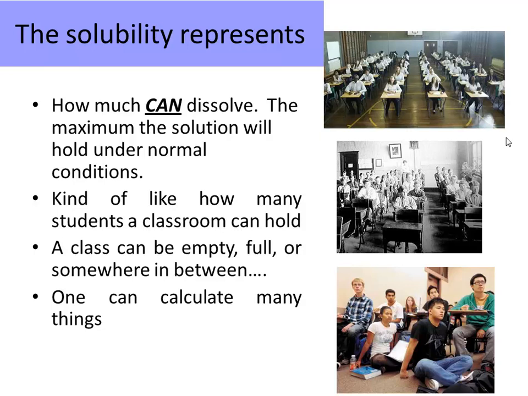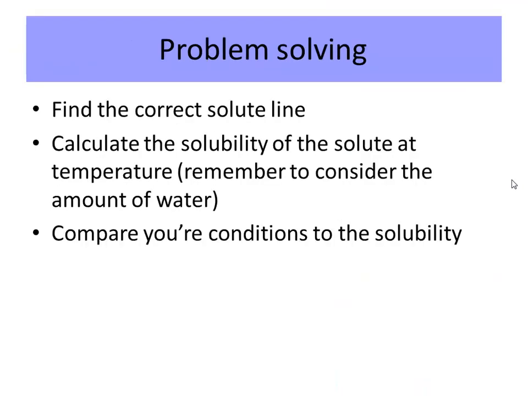We're almost done. So let's finish up this last couple of things. So problem solving, guys. This is the last thing. When we're problem solving, we need to find the correct solute line. Can I try the wrong one? Yes. And then calculate the solubility, remembering to consider the amount of water. That's a huge point right here. And compare the conditions you're given to find your solubility. Okay?